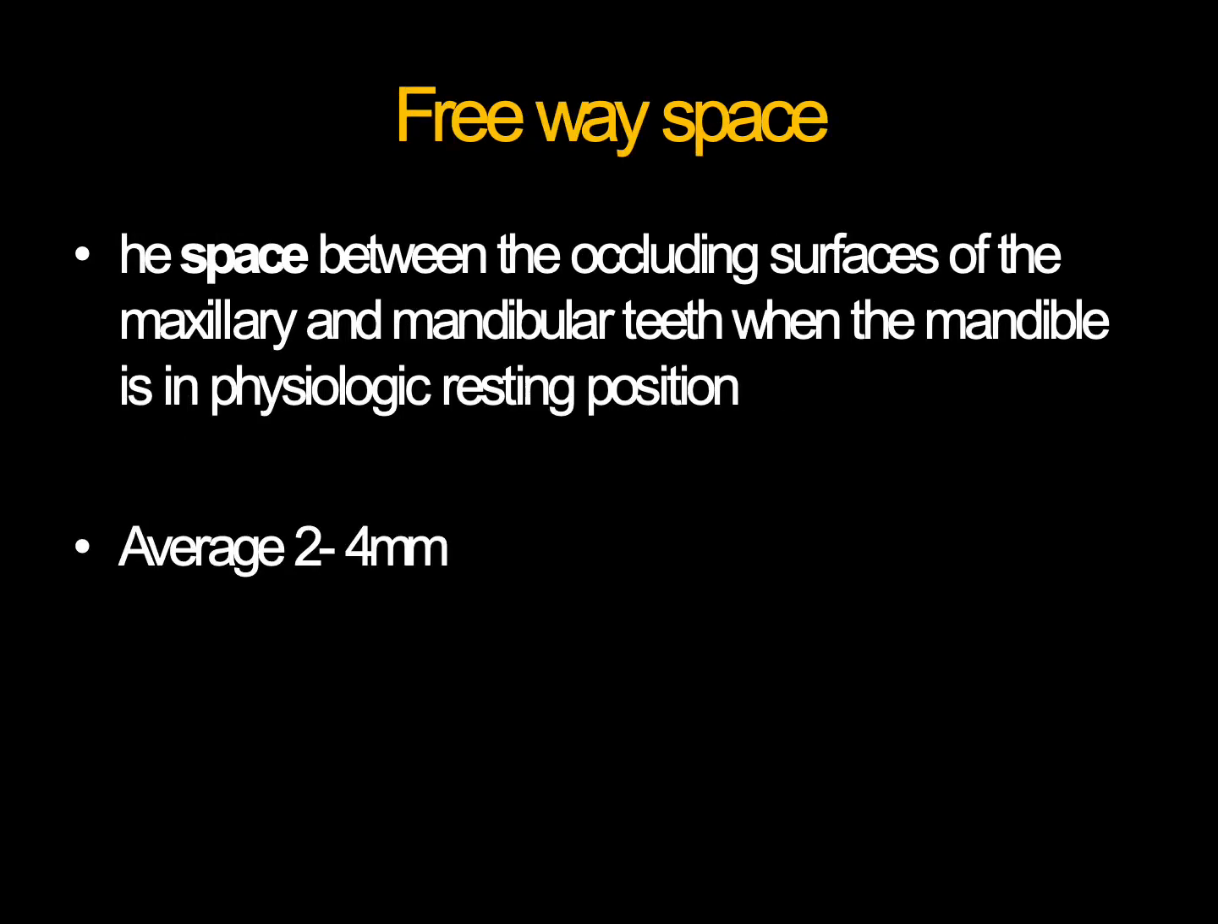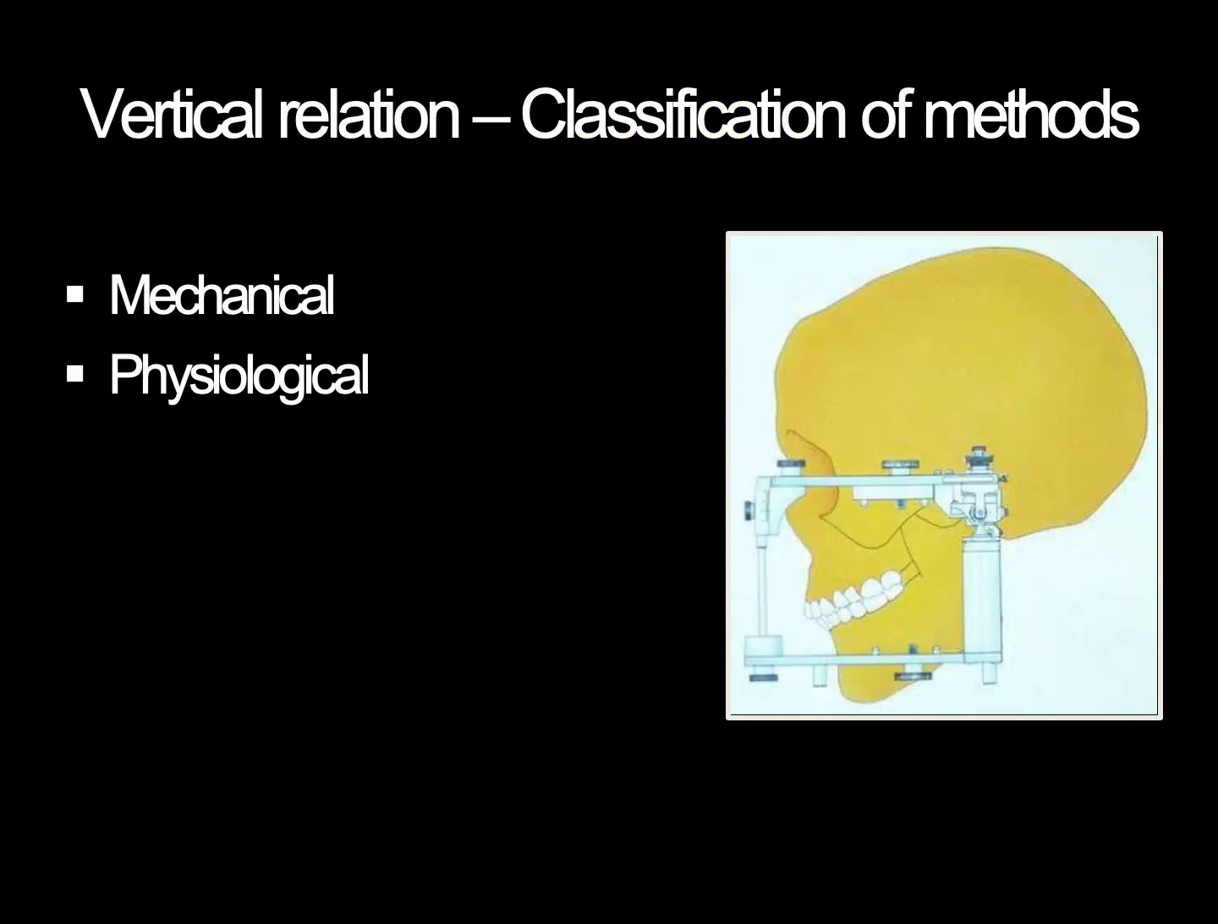Freeway space is the space between the two occluding surfaces of the upper and the lower teeth when the mandible is in physiologic rest position. It is usually within an average of 2 to 4 millimeters.